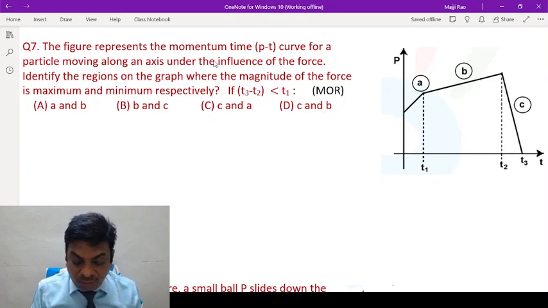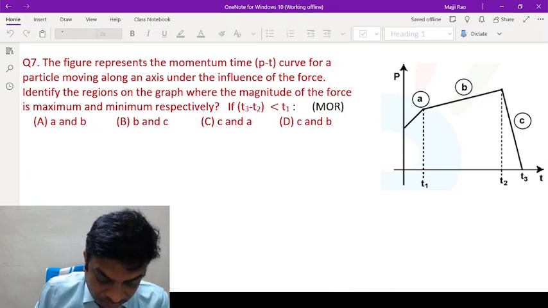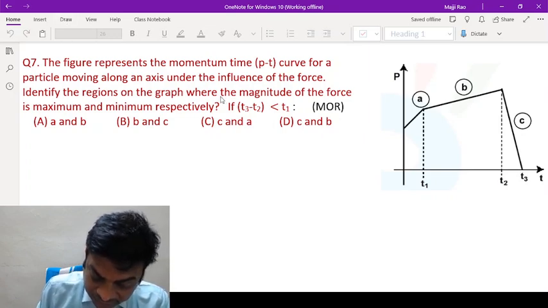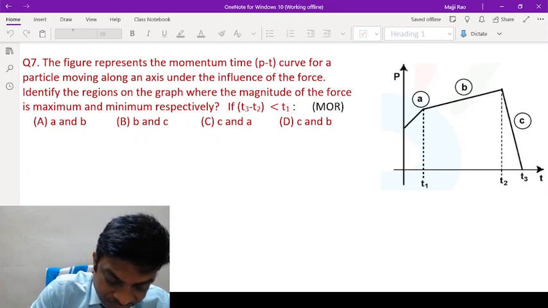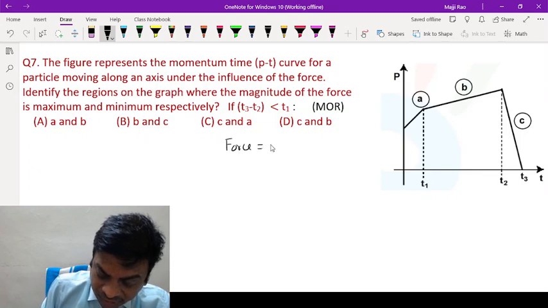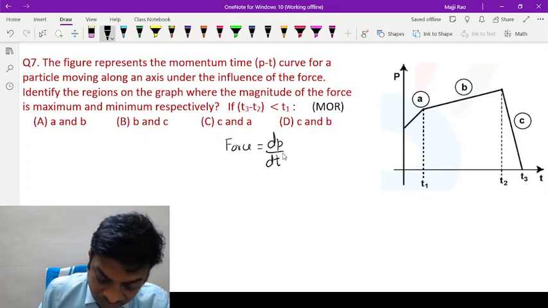The figure represents a momentum versus time curve for a particle moving along the x-axis under the influence of a force. Identify the regions on the graph where the magnitude of the force is maximum and minimum. Now, students, as you know, Newton's second law states that force is equal to, in SI units, the rate of change of momentum.